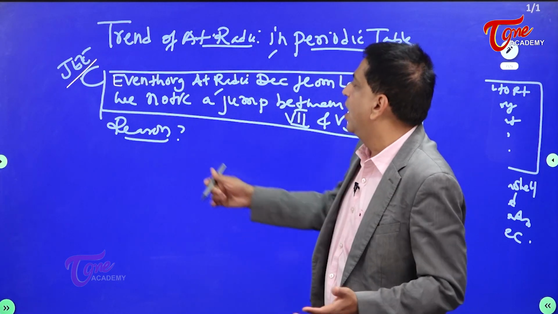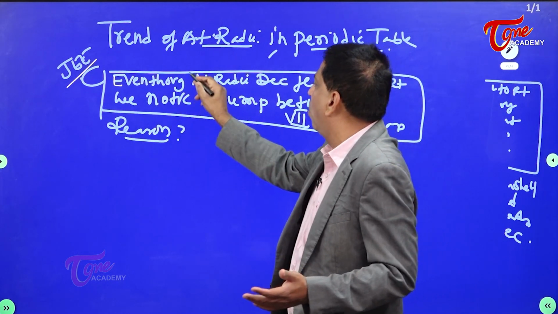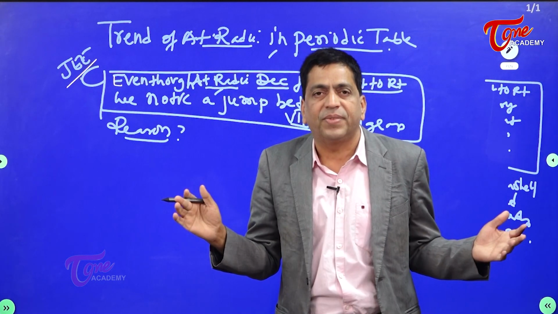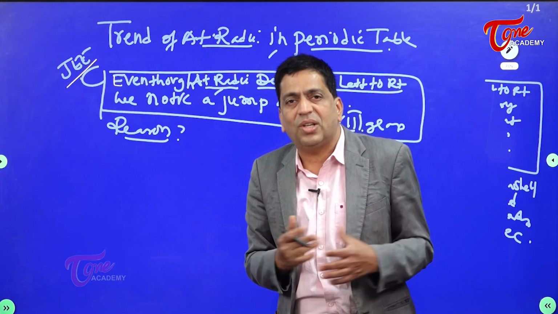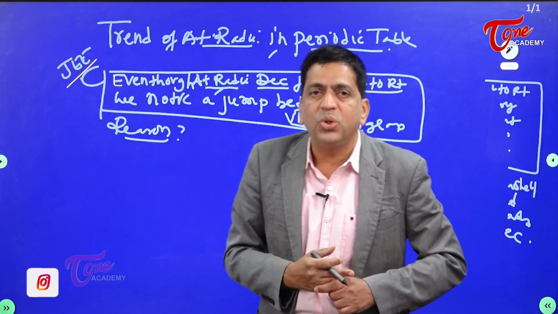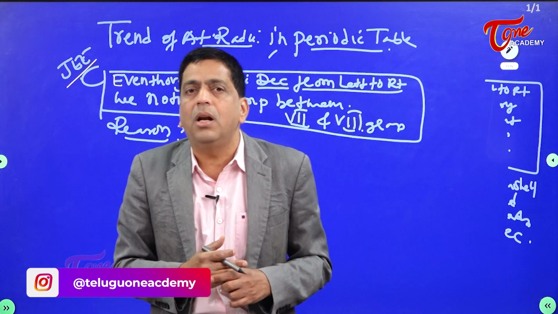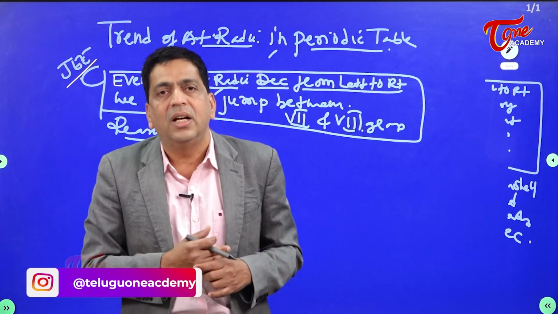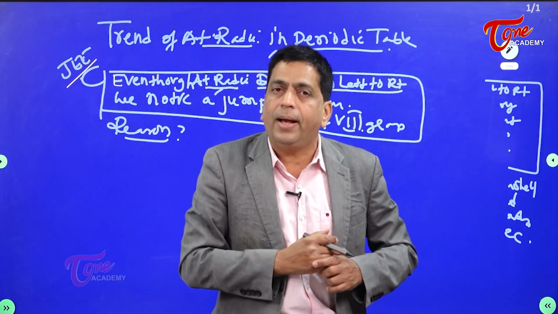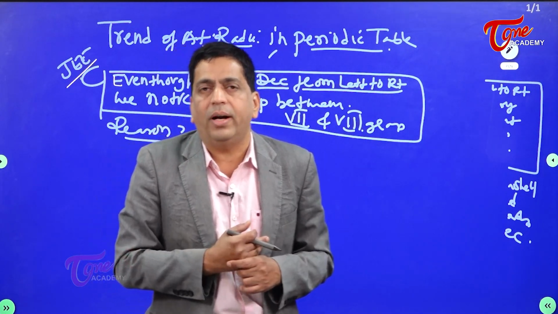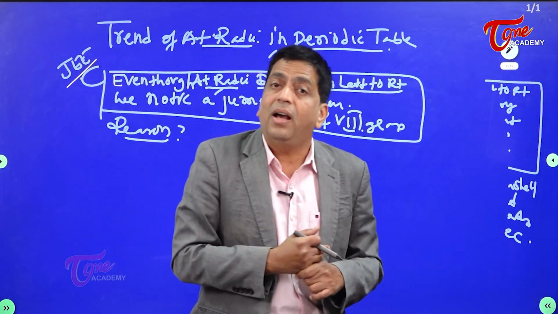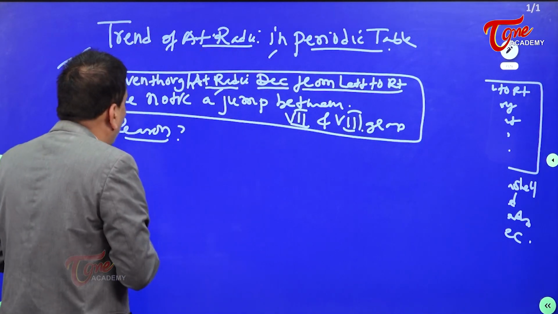The question is, even though atomic radius decreases from left to right in a period, the size decreases. But this decrease is noticeable only till the 17th group, and between the 17th and 18th, you find a jump in atomic radii. There is an increase in atomic radii. Why would such a thing happen, and what's the reason for that? Let's actually understand this.